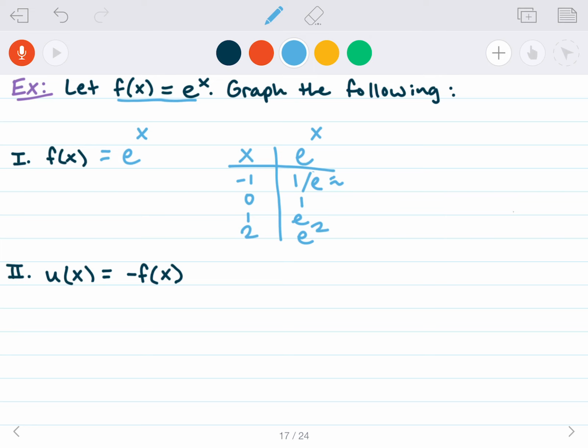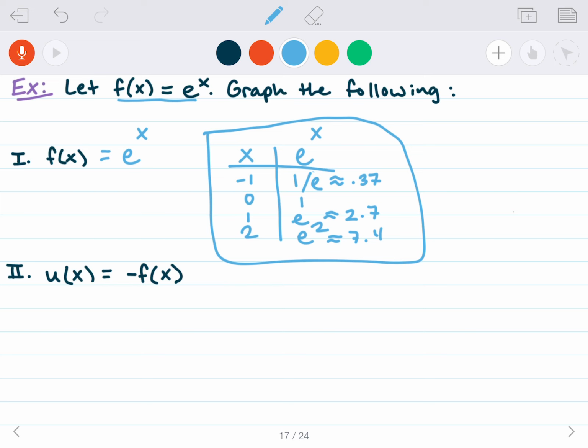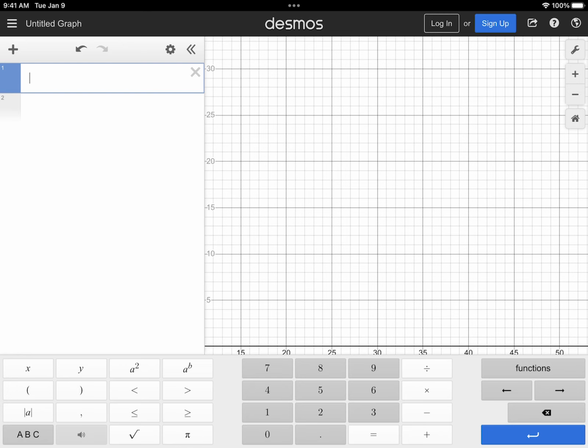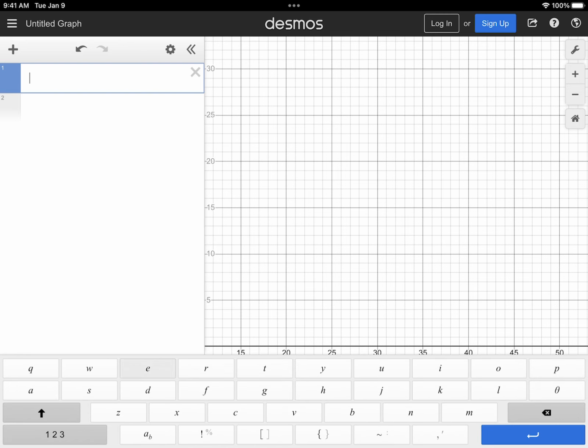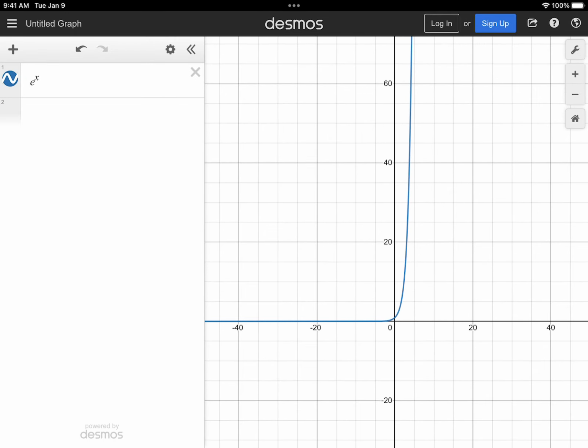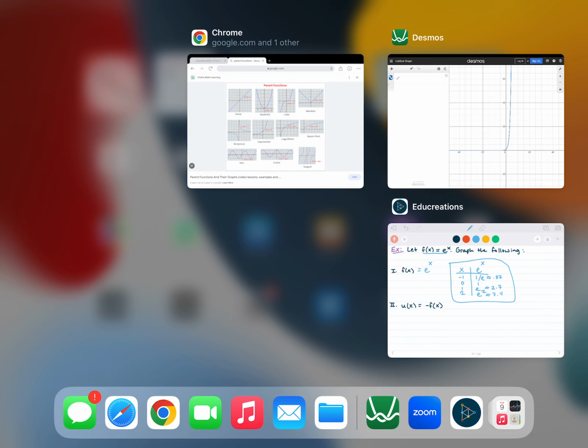So 1 over e is approximately 0.37. e is approximately 2.7. And e squared is approximately 7.4. Okay, so this is our first graph here. And we look at it on Desmos. So we have e raised to the x. And there it is. All right, so let's look at our next one.